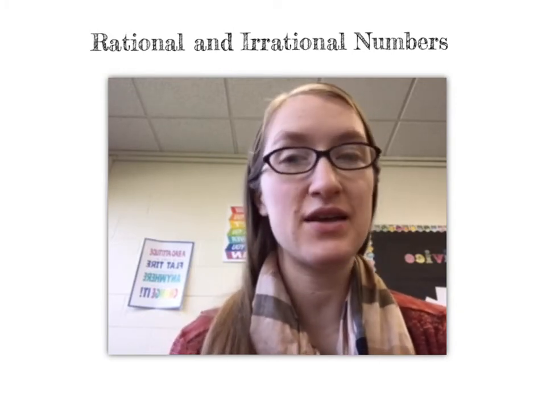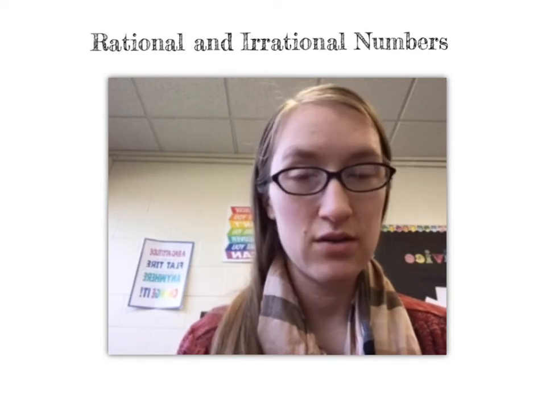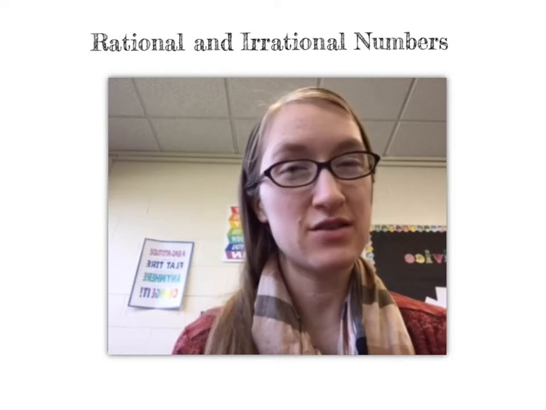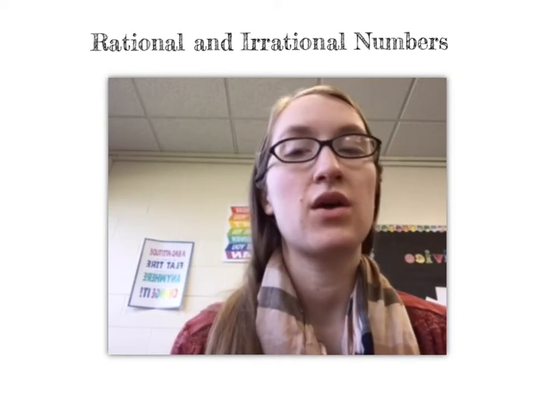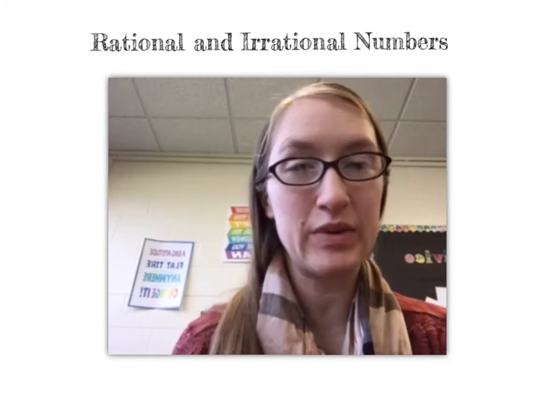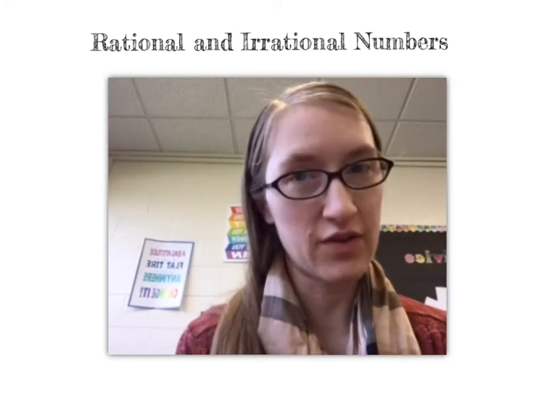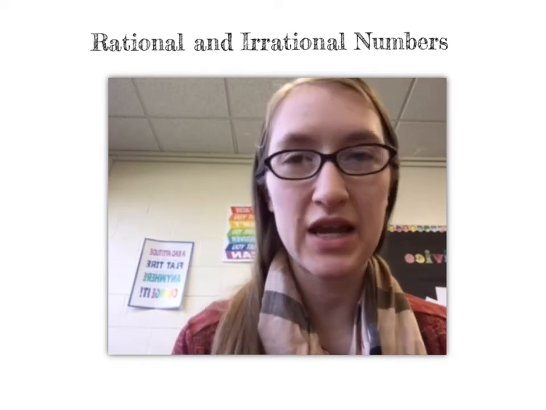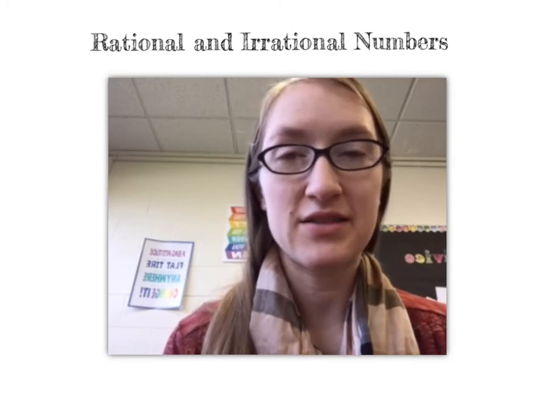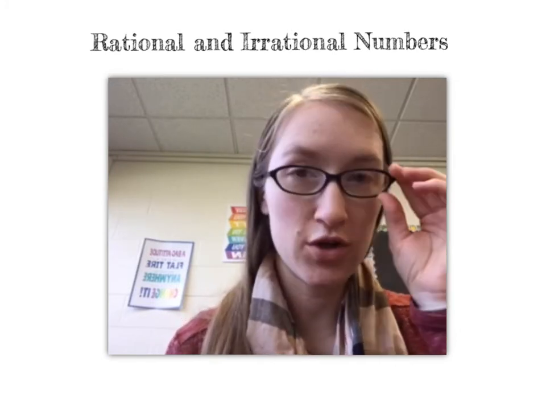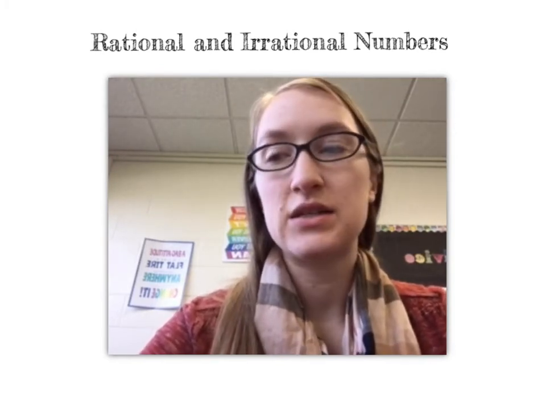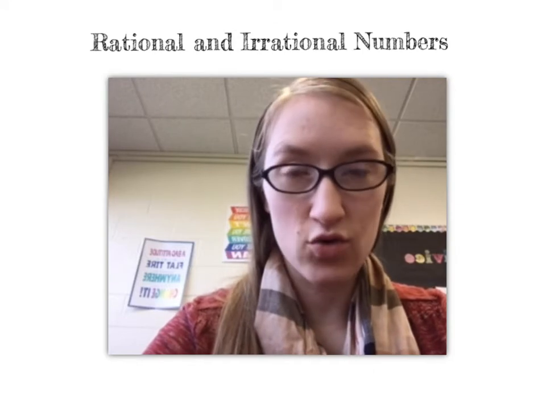Integers can be written as the integer over 1. Fractions obviously are already in fraction form, and any number that's a decimal that ends or repeats can be written as a fraction. So remember how we've been learning about 0.1 repeating is actually 1/9, stuff like that. So rational numbers, I'll say it again so you can write it down, are any number that can be written as a fraction.